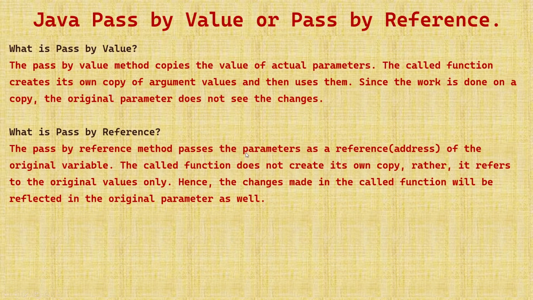Now let's see what is pass by reference. The pass by reference method passes the parameters as a reference, that is, the address of the original variable. The called function does not create its own copy, rather it refers to the original values only. Hence, the changes made in the called function will be reflected in the original parameter as well.